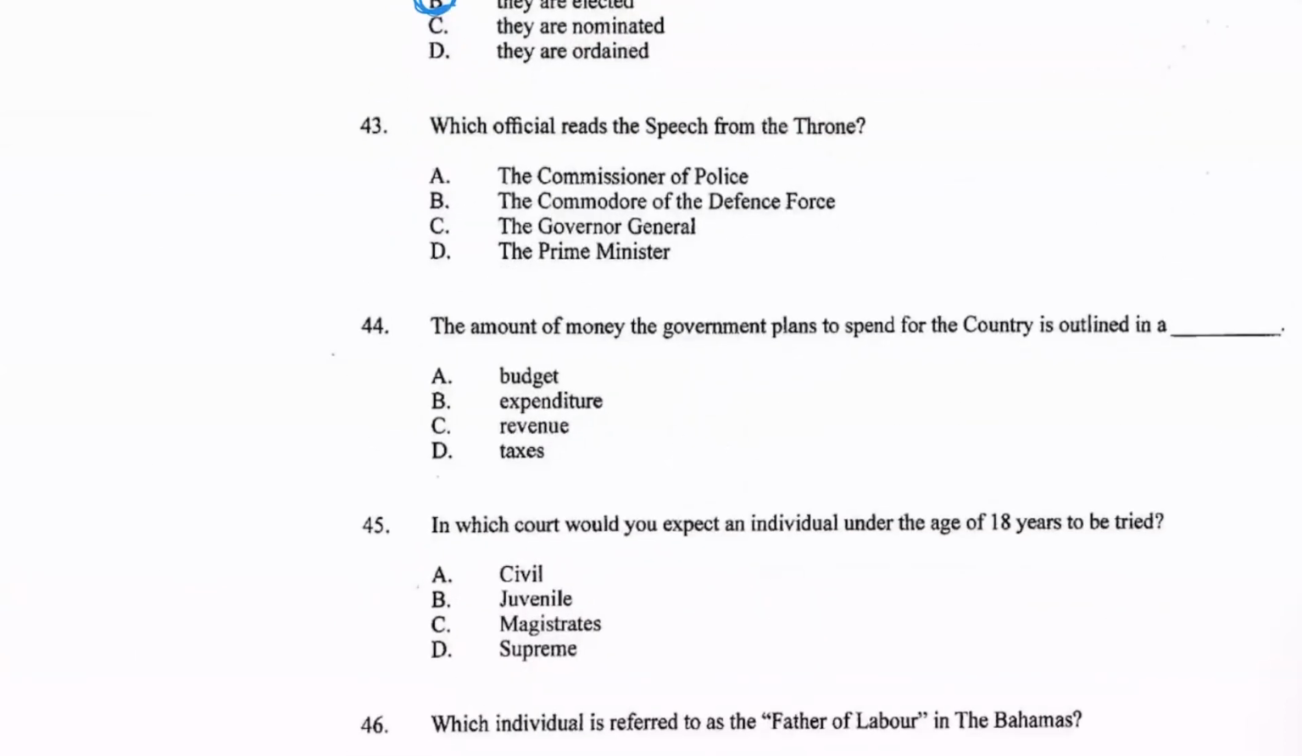43, which official reads the speech from the throne? Is it the commissioner of police, the commodore of the defense force, the governor general, or the prime minister? Everyone's saying it's the governor general. Why does he read the speech from the throne? Because he's the representative of the queen, well, the king now. Yeah, absolutely correct. Because he represents the king, or seeing as there's no queen anymore, we can say he represents the throne.